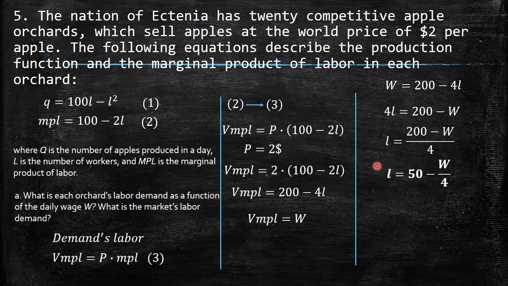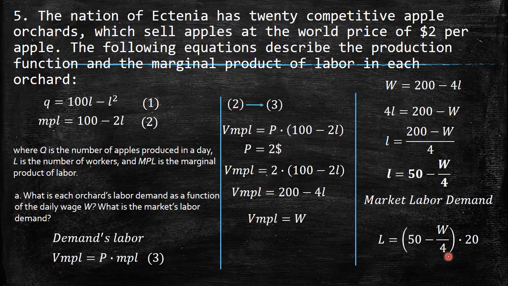But what is the market's labor demand? You need to take this expression and multiply by the number of orchards, which should be exactly equal to 20. Then you multiply and you will have at the end 1000 minus 5 times W, because 20 over 4 is 5, and then you have this one as the market labor demand.